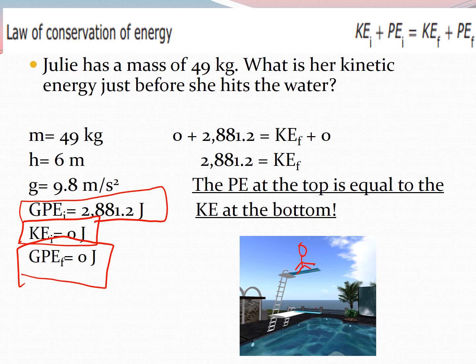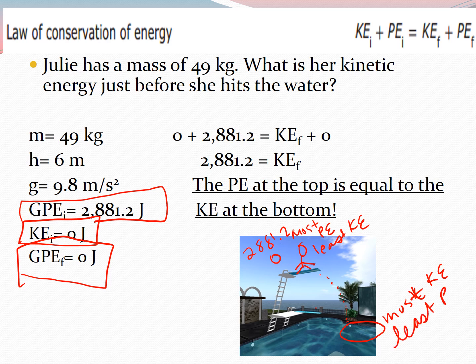So at the very top, she has the most potential energy and the least kinetic energy. That's why we said the most is what we calculated, which was 2,881.2, and the least kinetic energy, which is 0. So when she falls, at this point, when she hits the water, she has the most KE and the least PE. And when we say least PE, that is equal to 0.